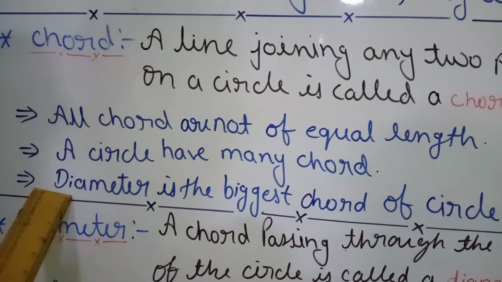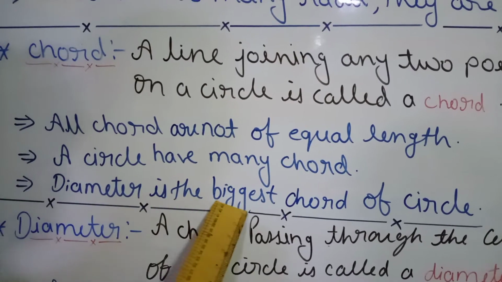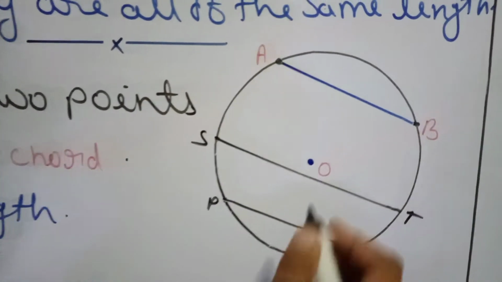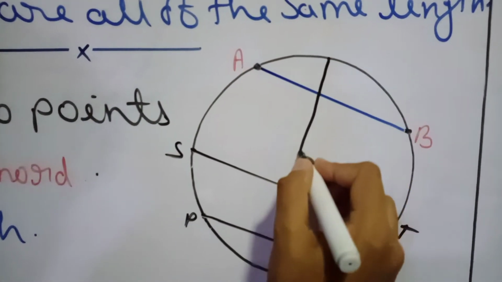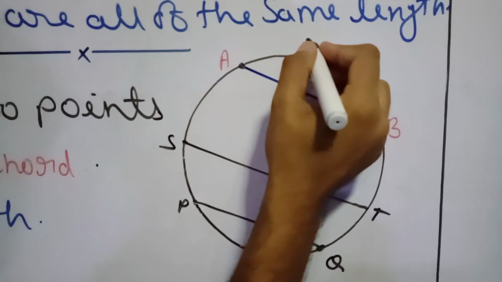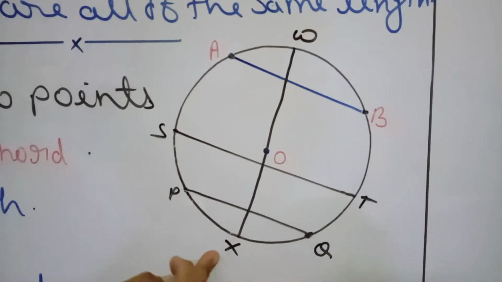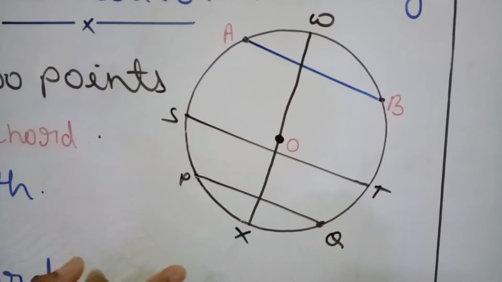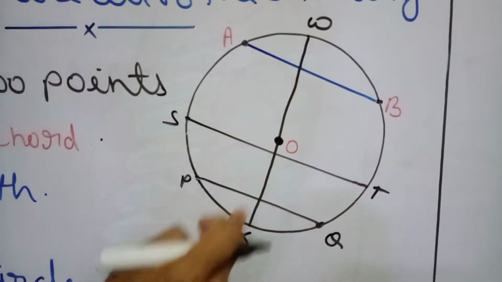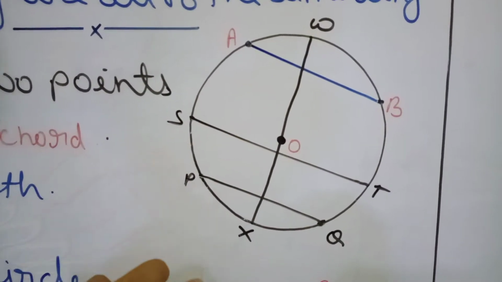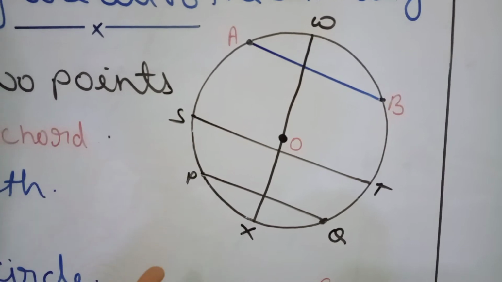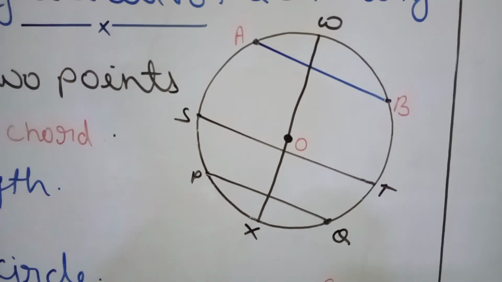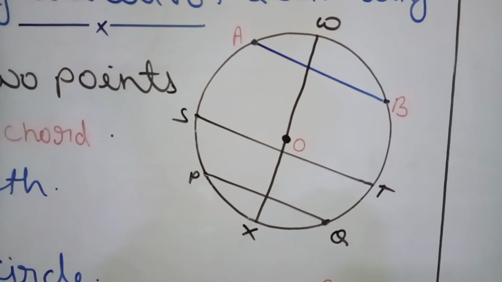The next important thing is that diameter is the biggest chord of the circle. If a line segment passes through the center and joins any 2 points on the circle, that is called a diameter, but that is also called a chord of the circle. Because we learned the definition: a line segment which joins any 2 points on the circle, whether it passes through the center or not, that is not important.